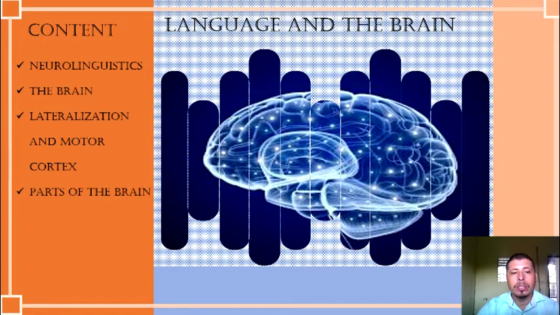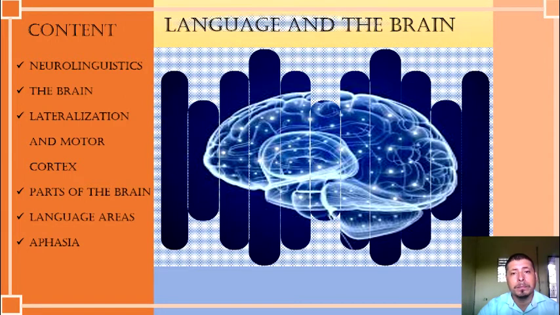We are also going to be looking at parts of the brain, language areas in the brain, and the last part that we're going to see is going to be aphasia. Aphasia is some type of damage that can occur to either the Broca's area or the Wernicke area, which can hinder either language production or language understanding. So, as we can see, those are some of the topics. Let's get ready with the first one.